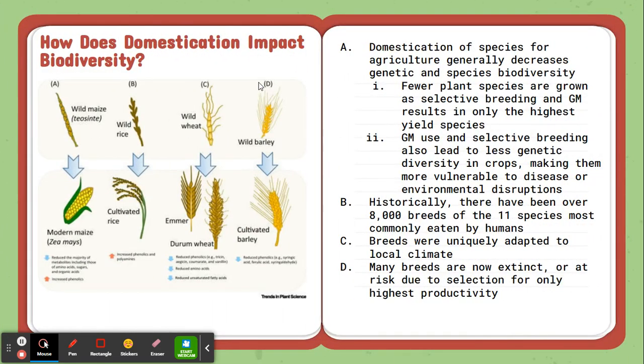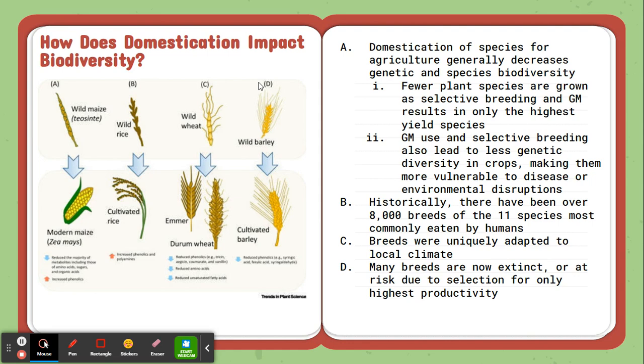Now, some other human impacts that could lessen biodiversity, and we've seen this over time, is the domestication of a lot of species for agricultural purposes. Fewer and fewer plant species are grown naturally as selective breeding and genetic modification continue to produce very high yield species. We tend to see less genetic diversity amongst our crops now, which can make them more vulnerable to disease, pests, or environmental disruptions.